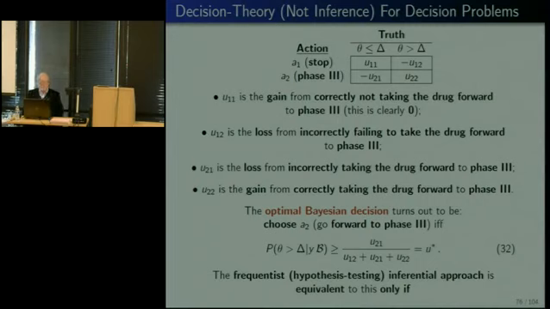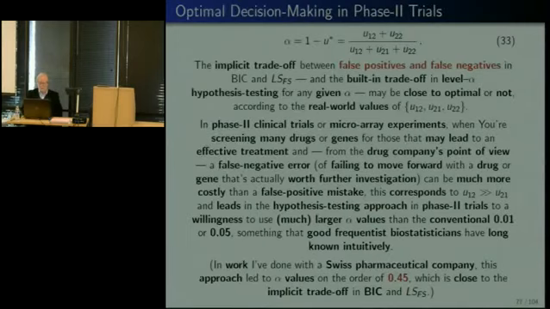The optimal Bayesian decision turns out to be the following. You should choose A2, in other words, go forward to phase 3, if the posterior probability that theta is bigger than capital delta is greater than or equal to that particular function of the utility numbers. Let's call that cut point U star. The frequentist hypothesis testing inferential approach is equivalent to this only if alpha equals 1 minus U star.